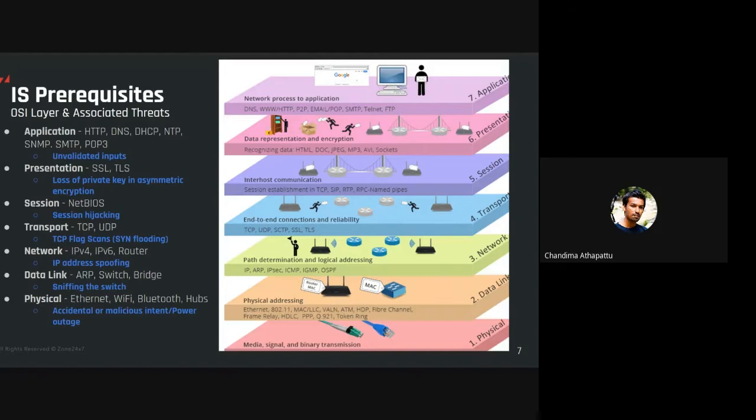When it comes to the session layer, we have the session hijacking threat, and also when it comes to transport and network, where we are dealing with the 2 most valuable layers, the TCP/IP. We have this TCP. We can do TCP flag scans, right? In the TCP we have 6 flags, so you can later investigate it if you need to know. And when it comes to the network layer, we are talking about IPs, right? So IP address spoofing is another threat, a very basic threat. When it comes to data link, sniffing is a threat, right? We can sniff the switches and hubs. And when it comes to the physical layer, the first layer, even an accidental or malicious intent, or maybe a power outage, those are threats, right?